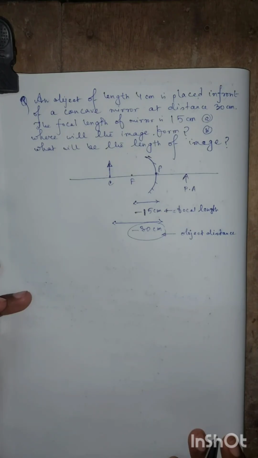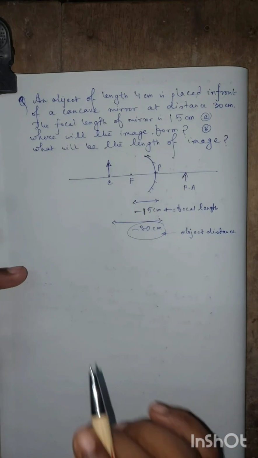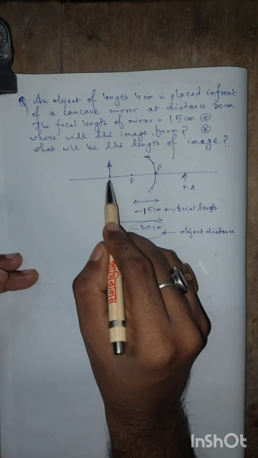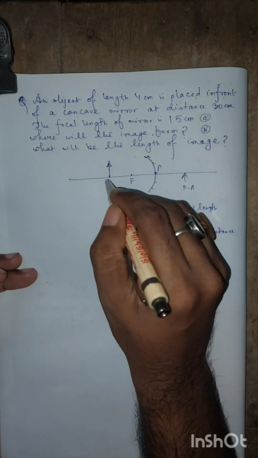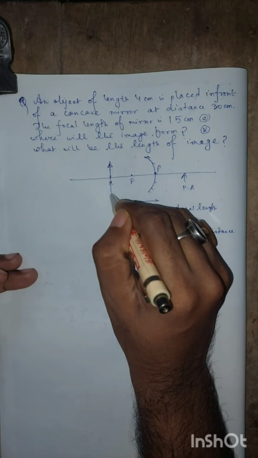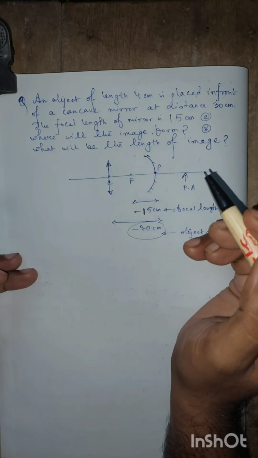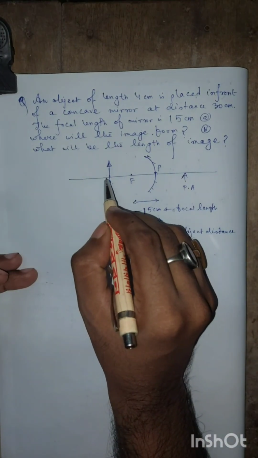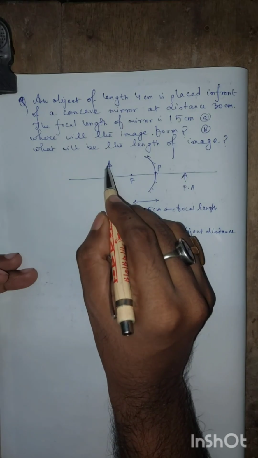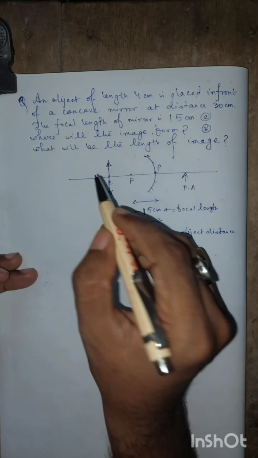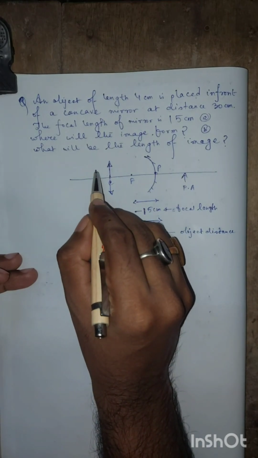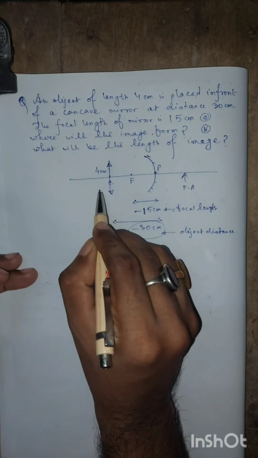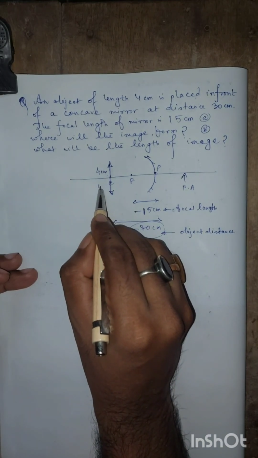So we know when the object is placed at the center of curvature, the image is also formed at the center of curvature, and the size of the object is equal to the size of the image. So if the object is 4 centimeter long, the image should also be 4 centimeter long.